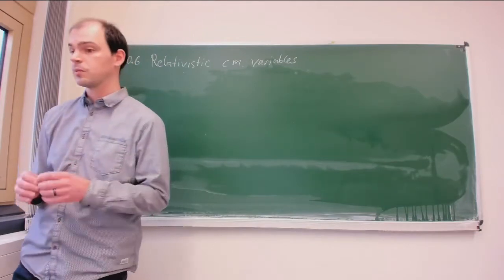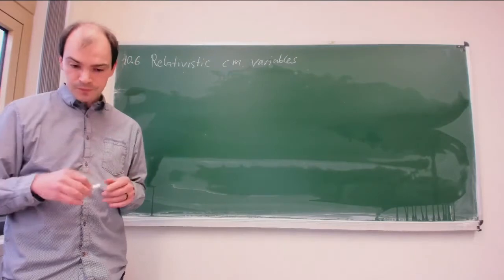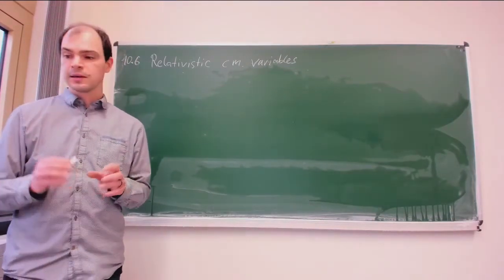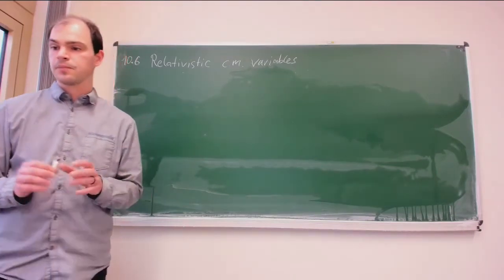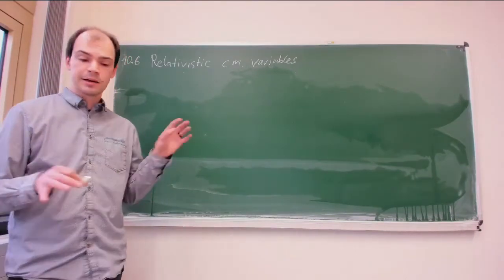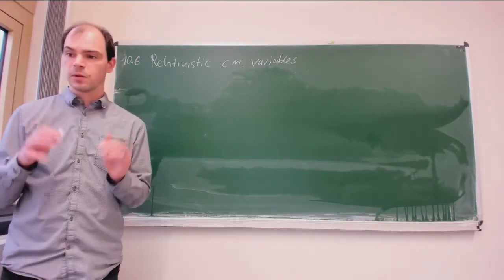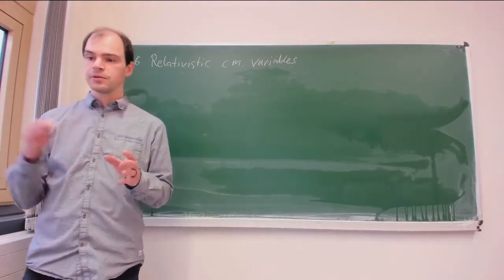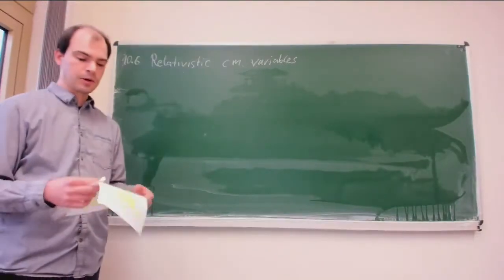So the choice that we make now, but it's really just a choice, is that we are trying to define center of mass variables that still have these canonical commutation relations. So we need to keep in mind that everything we're doing now gives us a center of mass only in one specific frame, and we have to be careful if we are Lorentz transforming between different reference frames.